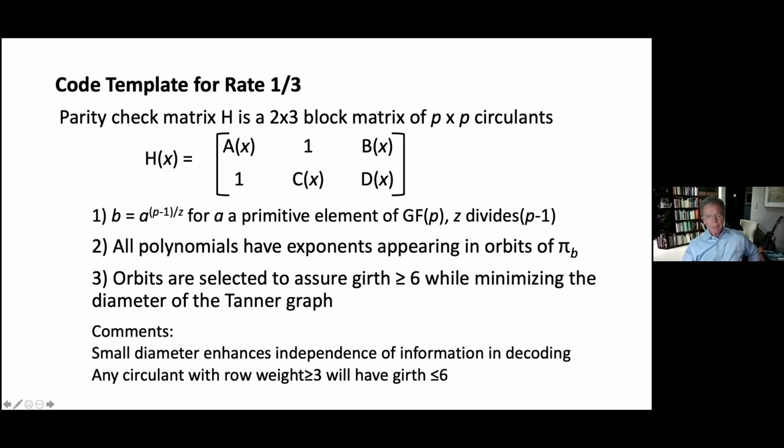So small diameter is, in effect, speaking broadly, enhancing the independence of the information that's traveling during decoding. And I will also note that if you have a circulant that has weight 3 or greater, you're guaranteed to have a girth that is 6 or less. So if I'm talking about a weight 3 for this polynomial or this one, any of them, then I'm sure that I will have a girth of 6 or less. And that's what I'm concentrating on here.